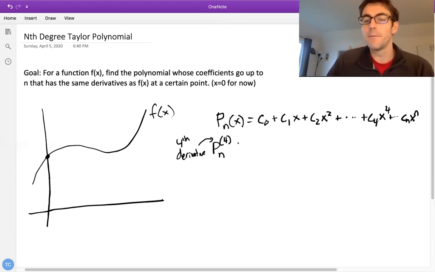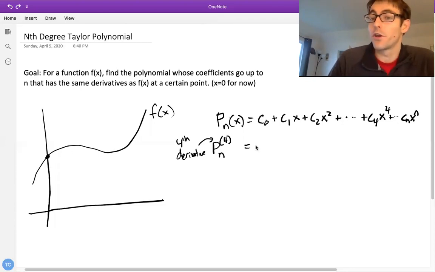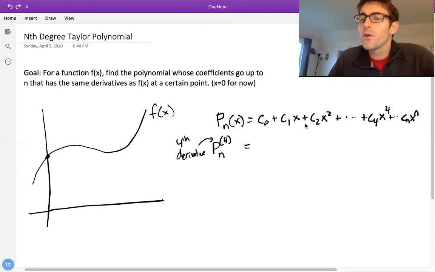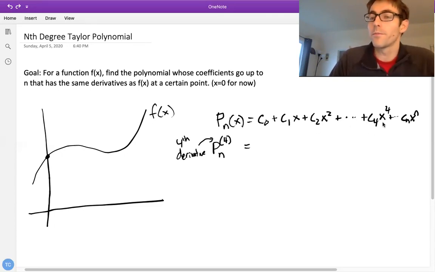of Pn. Well, this is going to end up being our C0, when we take its derivative, that term's just going to go away. When we take multiple derivatives of C1x, that's going to go away. And that's going to be true for all of our terms up to this C4x to the fourth term. Right. So let's think about what happens when we take this component's derivative 4 times.